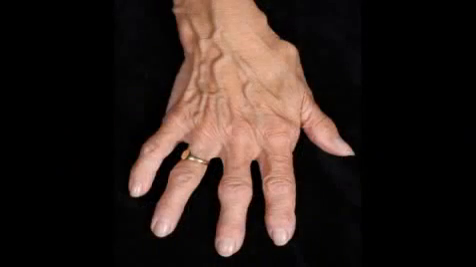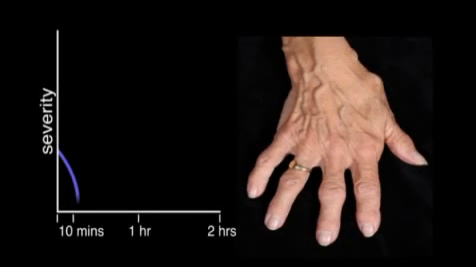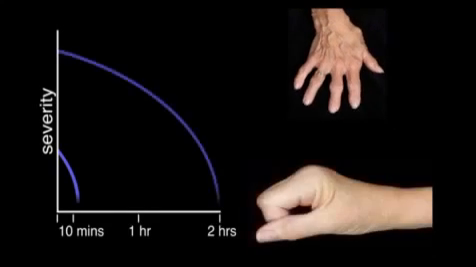The duration and severity of early morning and inactivity stiffness indicate the degree of inflammation. For example, it typically lasts only a few minutes in osteoarthritis, several hours in active rheumatoid arthritis and ankylosing spondylitis.